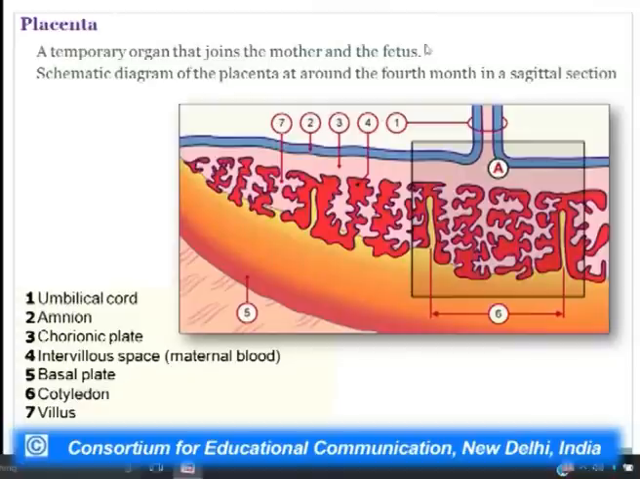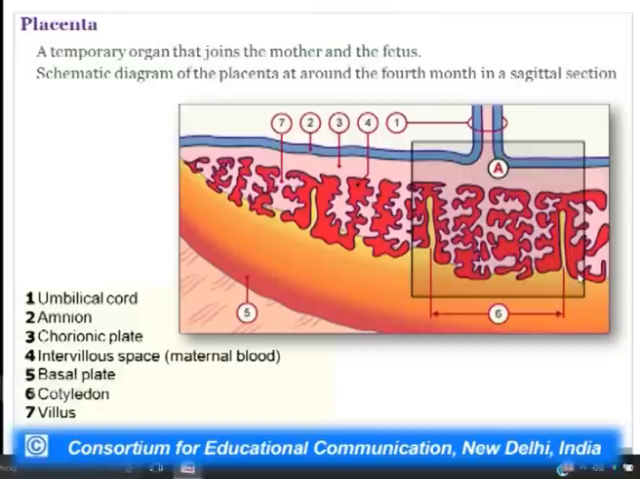This umbilical cord connects to the embryo proper, and these are the fetal tissues again. So this is a fetal tissue, the amnion. This is the chorionic plate, and then this is the intervillous space where the maternal blood is, and then there is a basal plate. This is the basal plate. Each one is called a cotyledon. It's not a complete cotyledonary placenta, the human placenta, but this one structure is kind of called a cotyledon, and these are all villi which are present.